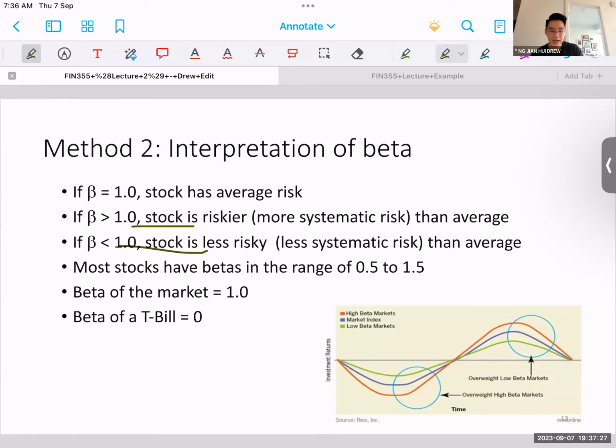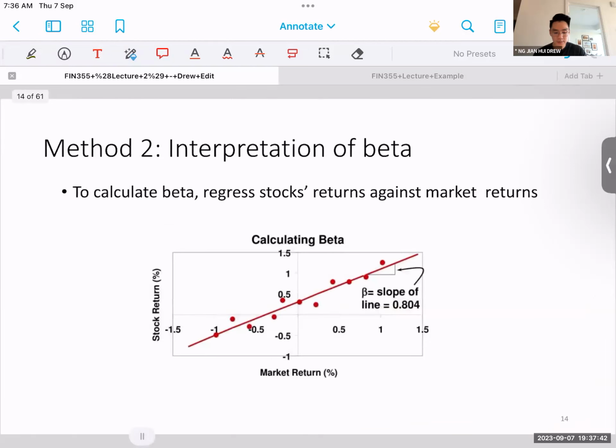Important ones are the beta of the market is 1, and a T-bill, meaning a risk-free kind of instrument. Of course, there is no systematic risk, so beta is 0. Now, why is this important? For a star analyst, if you want to call it, when we use method 2, the CAPM model, one of the key components of the CAPM model is the beta, right?